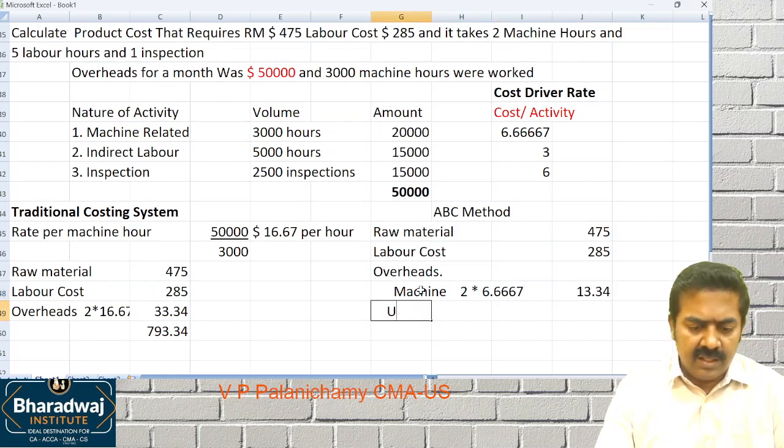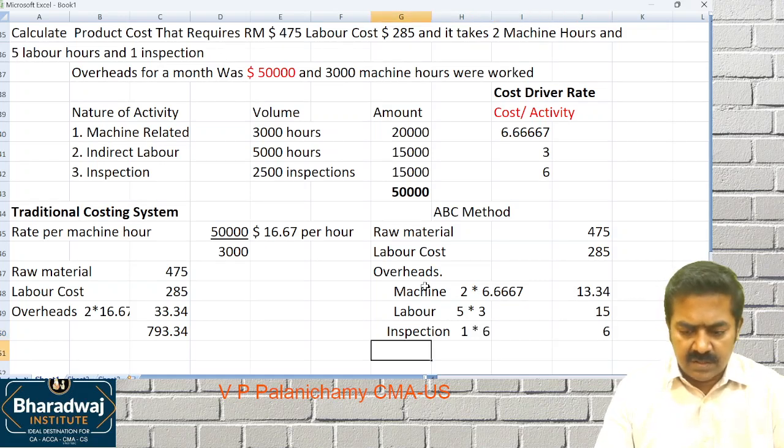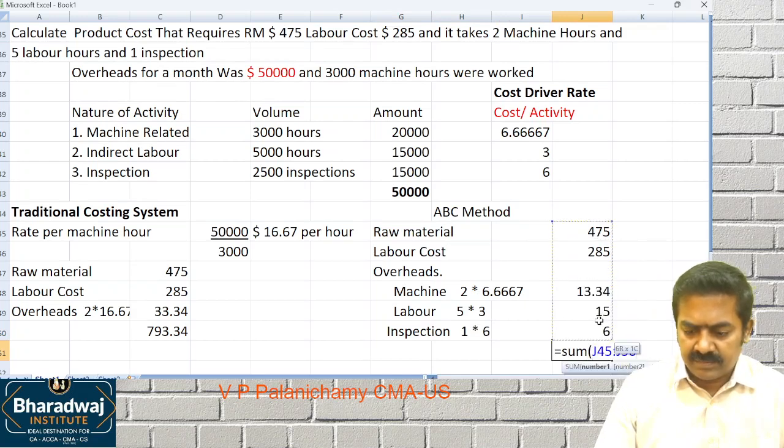Then indirect labor. How many labor hours do we take? 5 labor hours into 3, 15. Inspection. In the inspection, one inspection into $6, 6. We get the total cost.